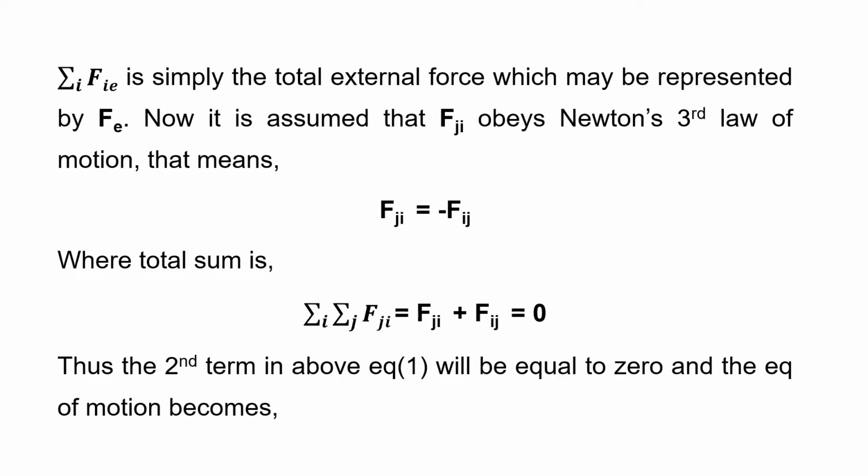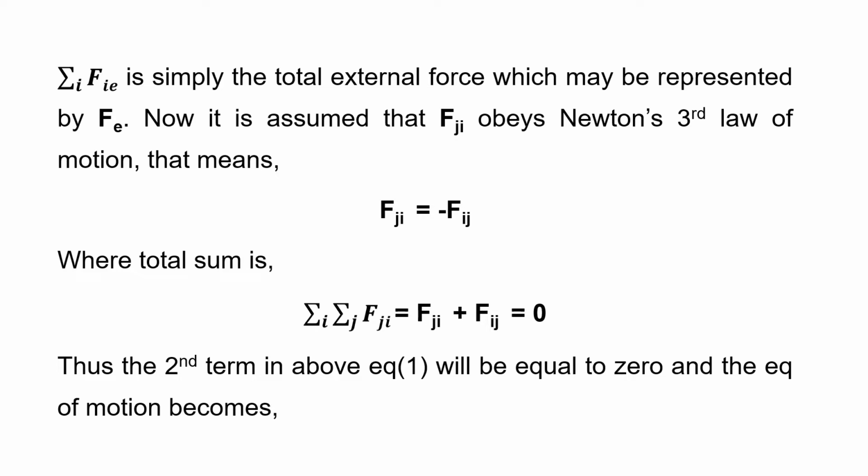Now it is assumed that F_ji obeys Newton's third law. That means the ith particle exerts a force of reaction on the jth particle, and the jth particle exerts a force on the ith particle. As F_ji is the internal force, for all the internal forces, the force applied by the ith particle on the jth particle is matched by the force applied on the ith particle by the jth particle. That means the total internal force will cancel out, being equal and opposite.